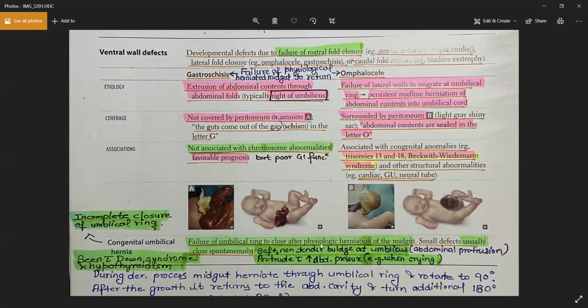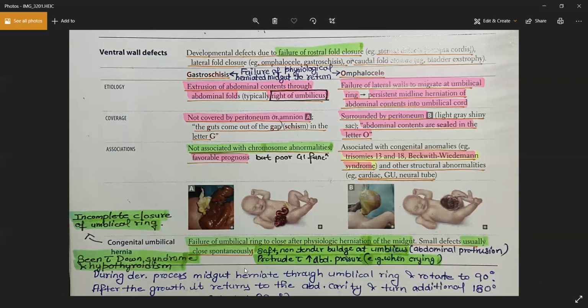So after the physiological herniation of the midgut, what is going to happen now? There would be herniation of the abdominal contents from the umbilical ring, but all of these abdominal contents will be surrounded by the skin. In the other scenarios, because of the failure of these walls to migrate at these locations, no skin would be there. No anterior wall would be there in these two conditions.